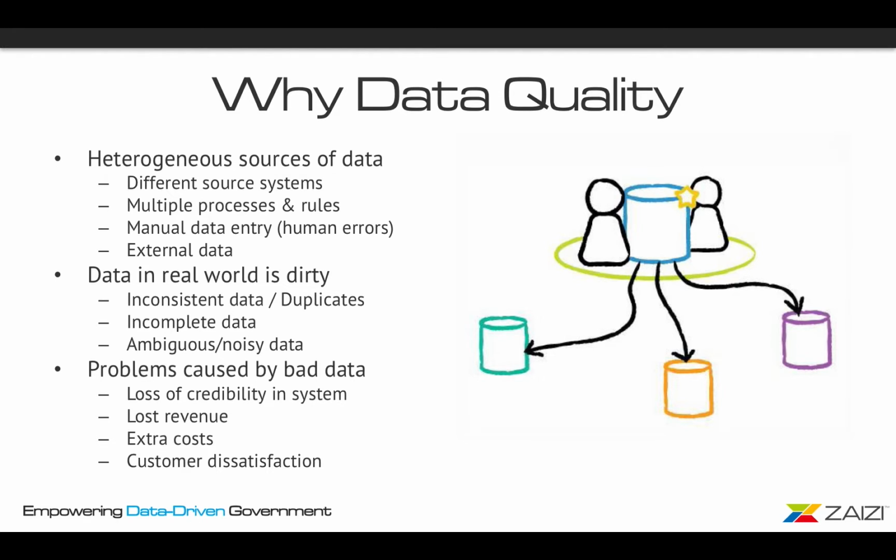When you try to integrate different systems, you have different data coming from different sources. It means different metadata schemas which have to be integrated in your target system. They could come from internal or external subsystems, and in addition to that, users can modify the data manually and introduce some errors. The data could be dirty. It could contain duplicates, incomplete data, and noisy data. All the above causes big problems like loss of credibility, extra costs, and customer dissatisfaction.